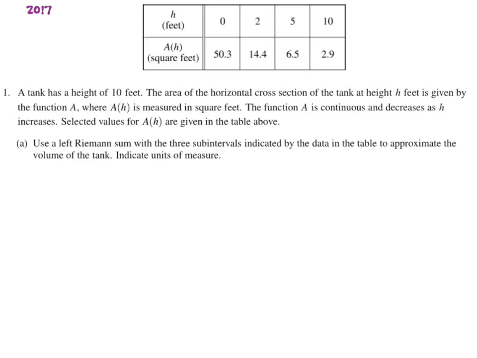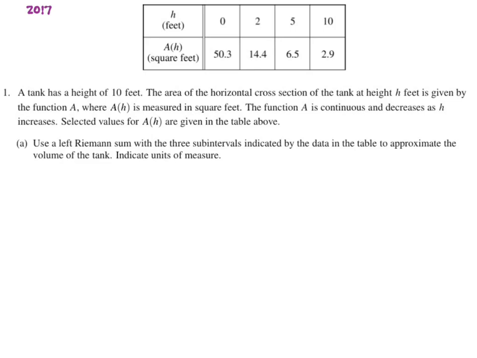So a tank has a height of 10 feet. The area of the horizontal cross-section of the tank at height h feet is given by the function a, where a of h is measured in square feet. The function a is continuous and decreasing as h increases. Select values of a of h are given in the table above.